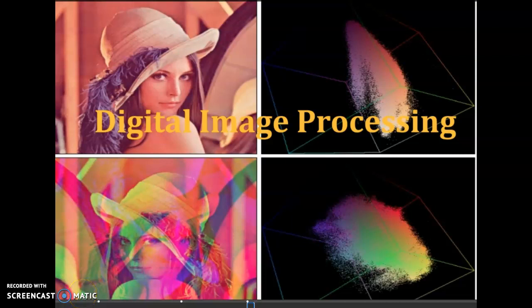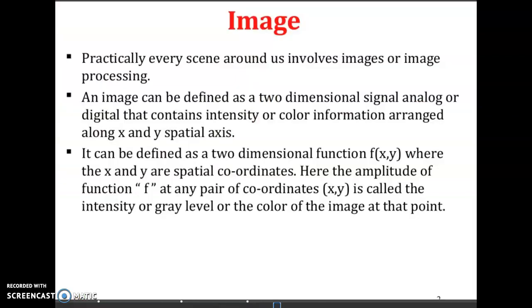We have already discussed the introduction of digital image processing. So today we shall glance at the discussion we had in the last class and then move further. In the last class we have seen what is an image.